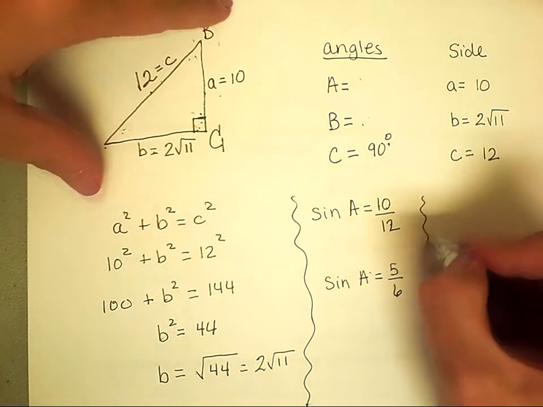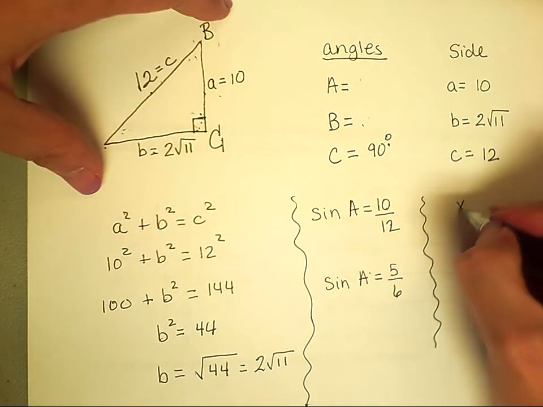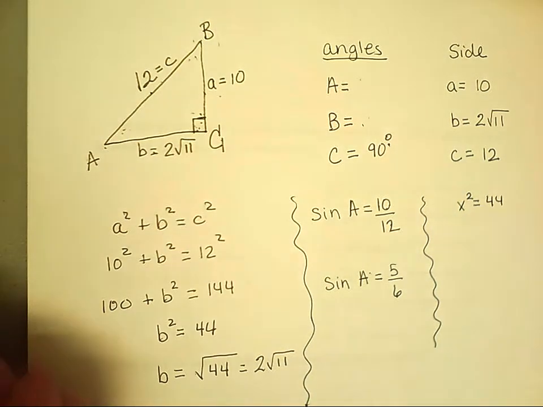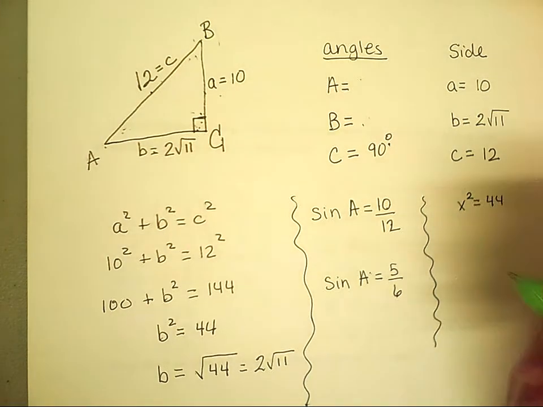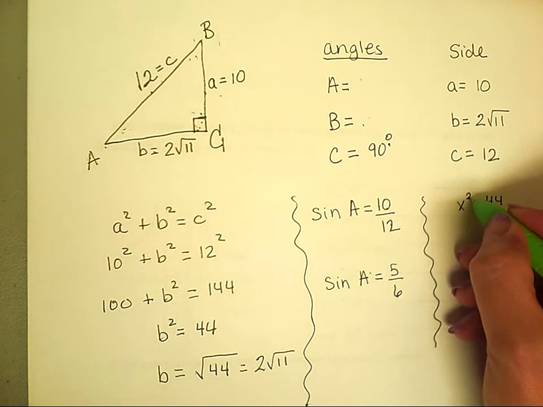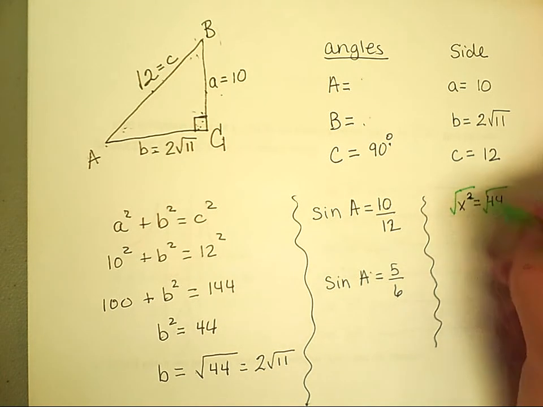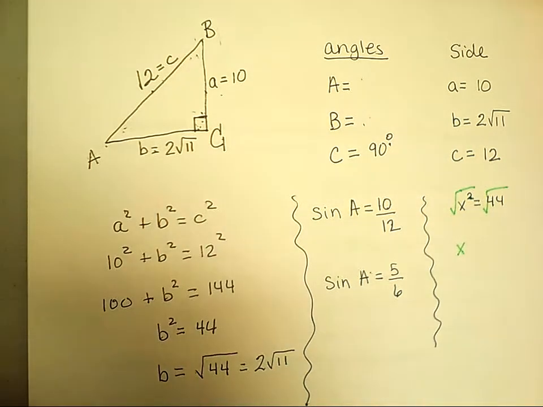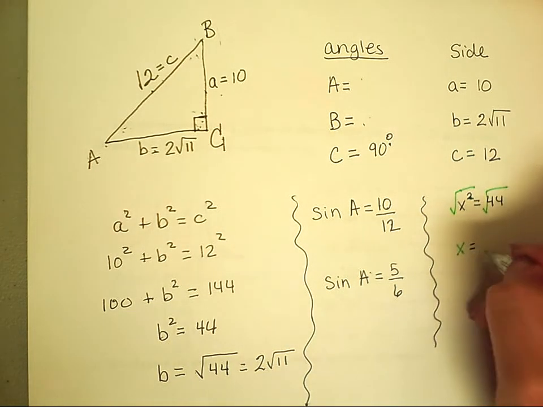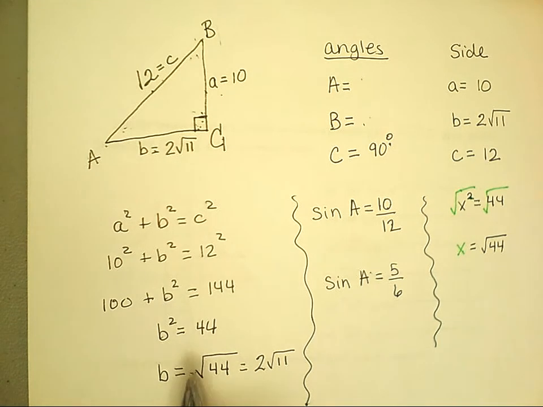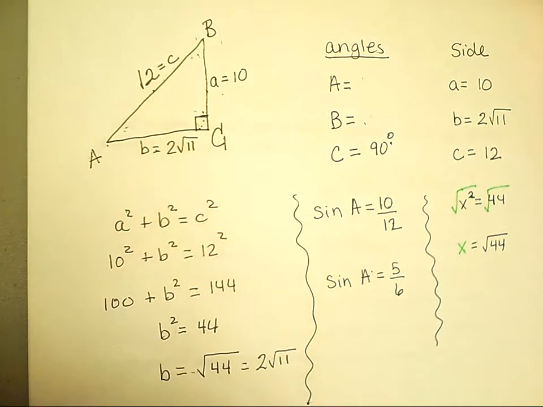Okay. So as an aside here, remember if x squared is equal to 44, there was an inverse that undid the squaring. That is, the square root would undo the squaring, so I'd just be left with x equal to the square root of 44. We just took the positive root because it's an actual triangle. Okay.